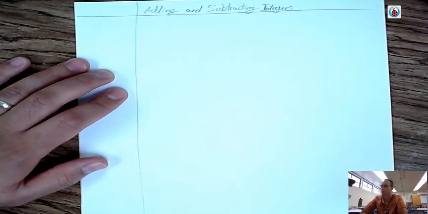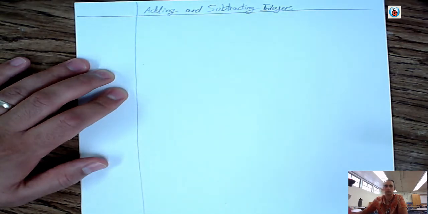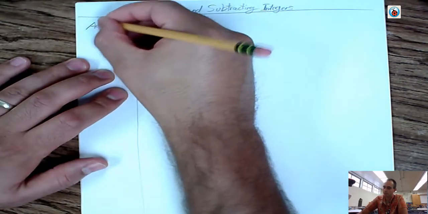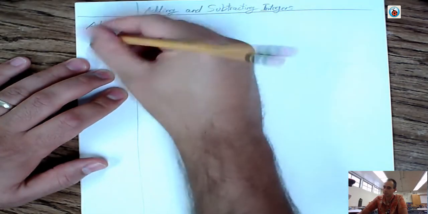So, we can go through this fairly quickly. Let's make sure that all of you can see. I'm going to turn down the brightness a little bit. I think that worked out for you just fine. All right, cool. So we're going to start with adding integers.